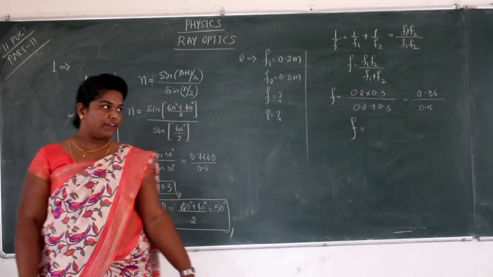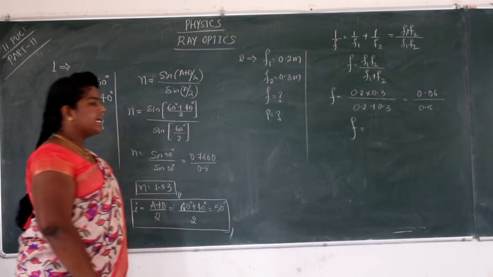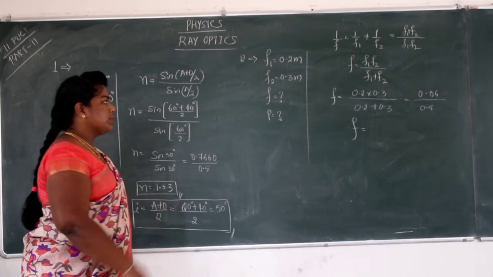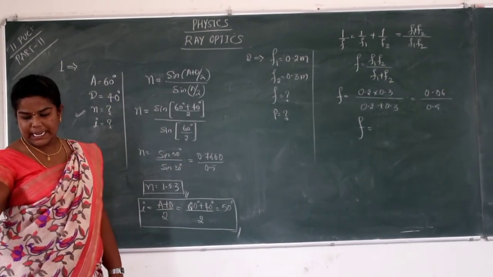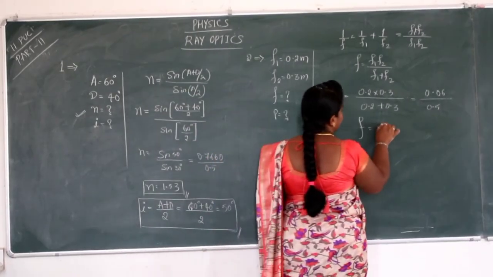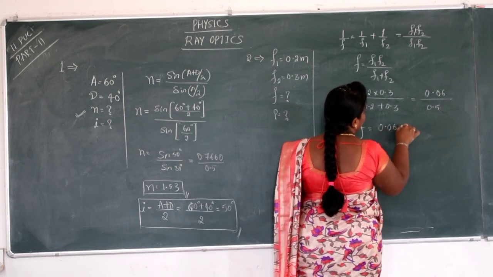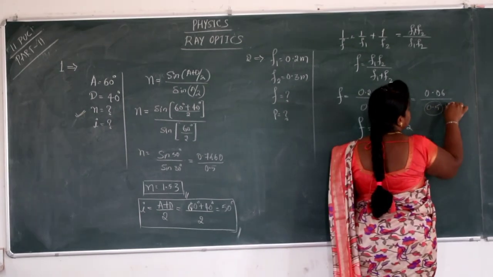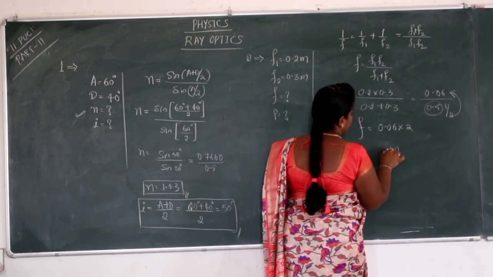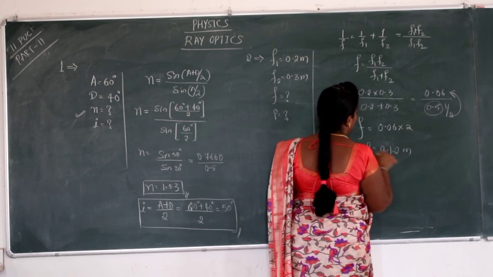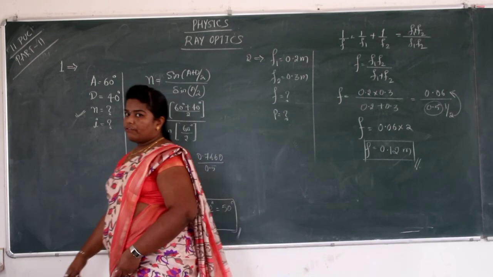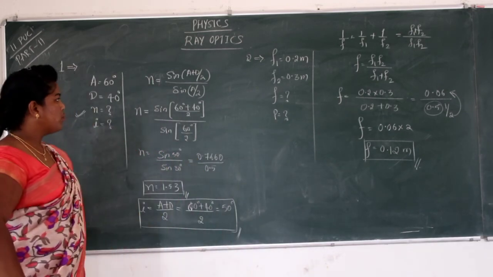0.06 divided by 0.5. 0.5 can be written as 1 by 2. So 2 comes to the numerator, so it becomes 0.06 into 2. Why? Because this can be written as 1 by 2, and 2 comes to the numerator. See, it becomes finally f is equal to 0.12 meter. So finally we calculated the effective focal length of the combination of two lenses.